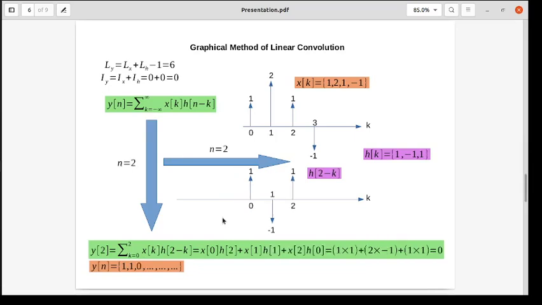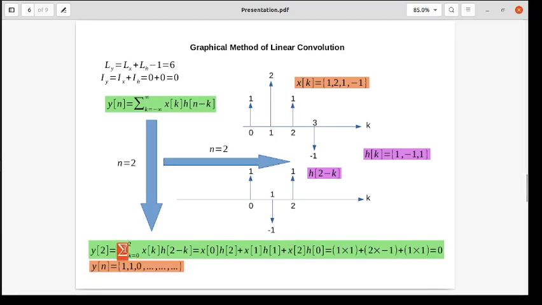Let me go to the next slide. Yes, here n equals 2. If we put n equals 2, we have to draw h2 minus k. That means one more sample right shifted. Now how many samples are there in the common intersection? 0, 1 and 2. As you can see, for these k values, the samples are in common intersection. So in this particular case, we have 3 terms. First term we'll consider 1 into 1, plus 2 into minus 1, plus 1 into 1. So if we just solve it, that means 2 minus 2 equals 0. That means my third sample point, the output, is equal to 0.